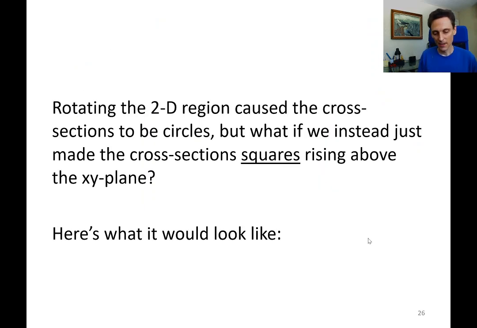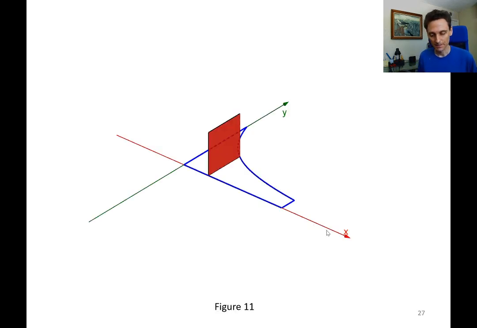All right. Now, rotating a 2D region like we did caused the cross-sections to be circles, and that was just an effect of rotating that region about an axis. But what if instead we just made the cross-sections squares, say, rising above the xy plane? Well, here's what this would look like.